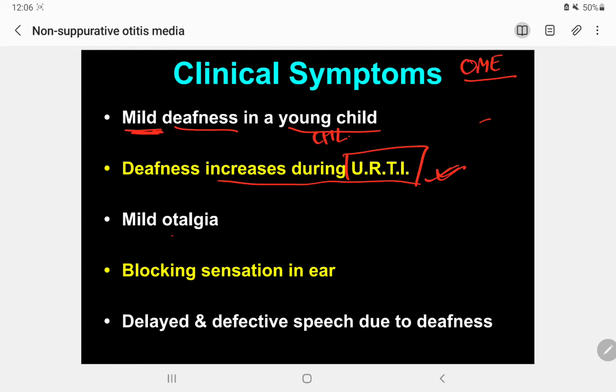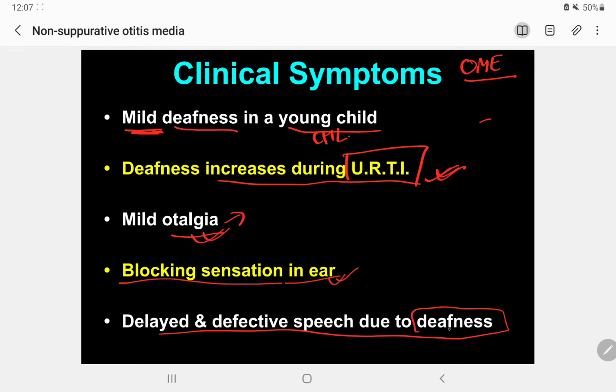And the third point is the patient will have otalgia, meaning earache, right? And then blocking sensation in the ear, like we say in Nepali, kan damma bhayo, right? So blocking sensation in the ear is also seen. And another is delayed and defective speech due to deafness.